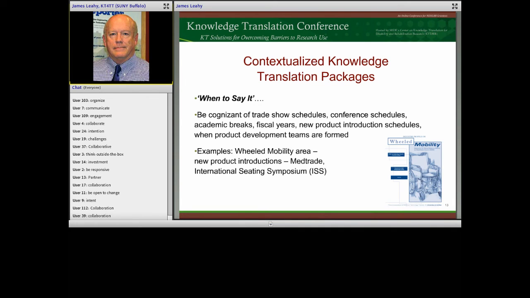For manufacturers in a specific industry, you'll have to ascertain when new products are introduced yearly and when corporate product development teams are formed. For example, if you're contacting a company in the wheeled mobility area, you should be aware that there are new product introductions that revolve around MedTrade and the International Seating Symposium. Contacting those companies just prior to those conferences is pointless as they're concentrating on introducing and selling their newly developed products at these shows. If you are contacting a company that exhibits at the Consumer Electronics Show, for example, in January each year, the time to contact that company would be a month or so after the show.